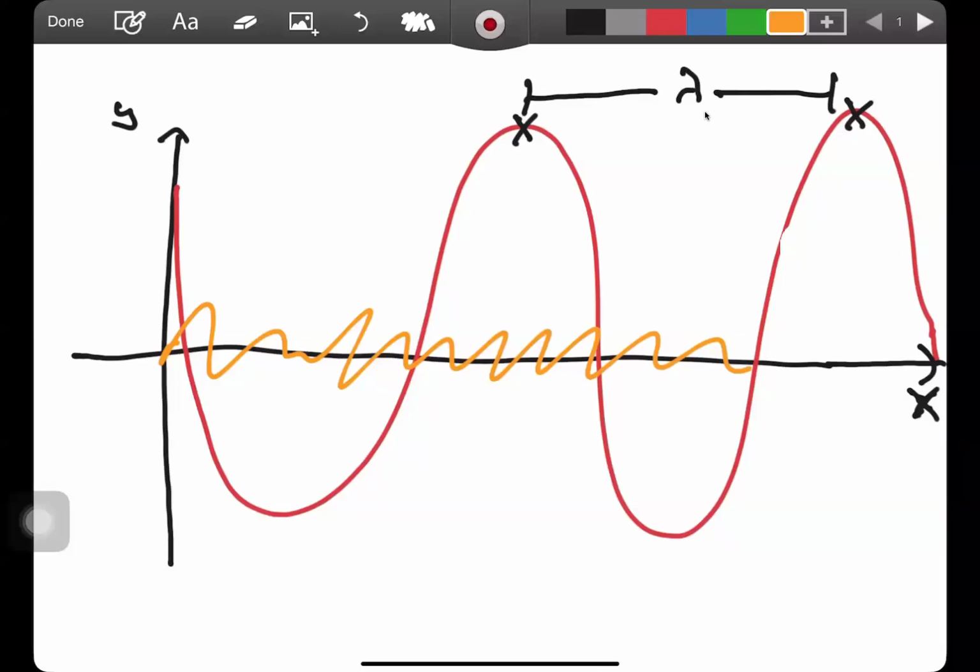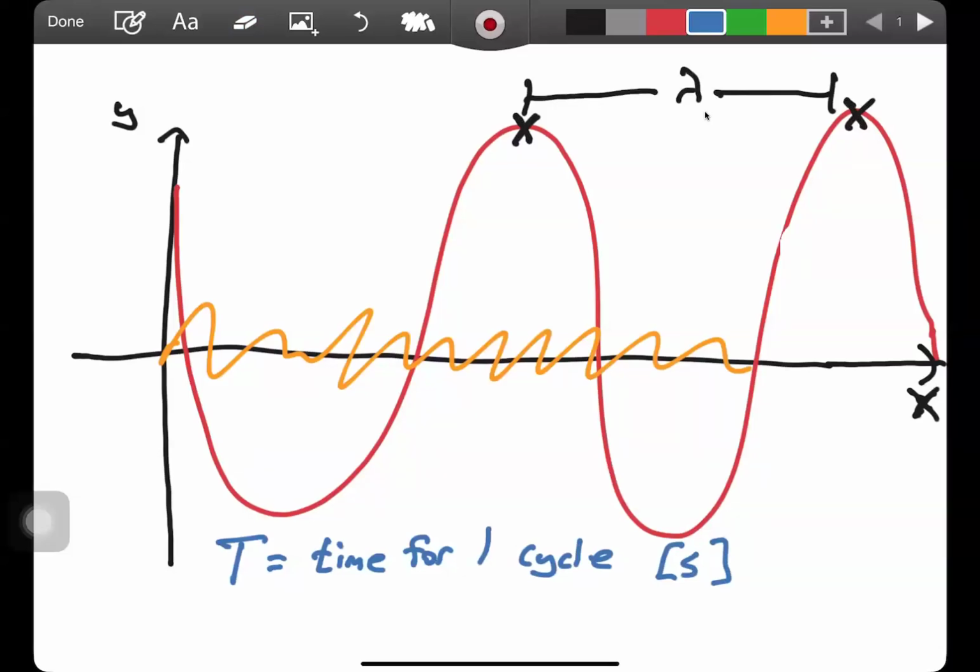When the wave goes through one cycle, we call it the period, and we give it the symbol T. That period is the time for one cycle. And so for simplicity, let's say that for the two peaks that I've marked on this red wave, 1 second elapsed from peak to peak. And so the units of period are seconds. If 1 second precisely elapsed from peak to peak, the period would be 1 second.